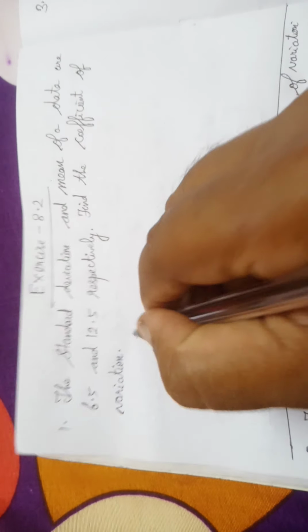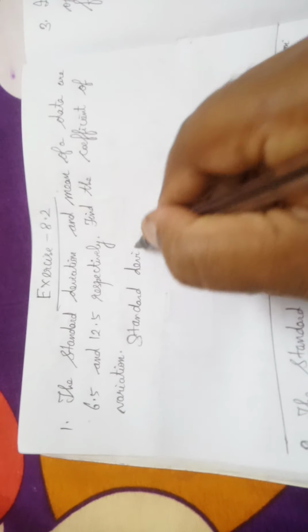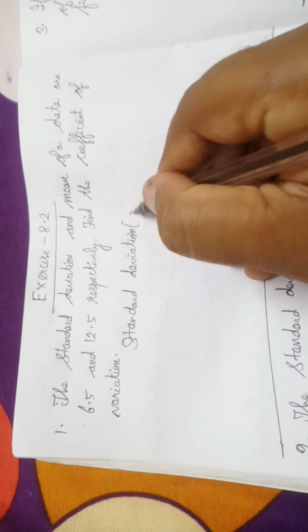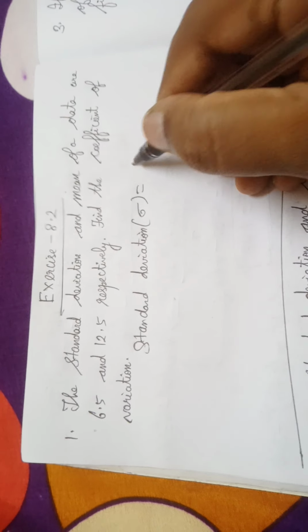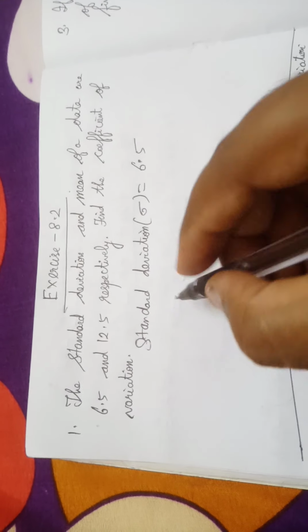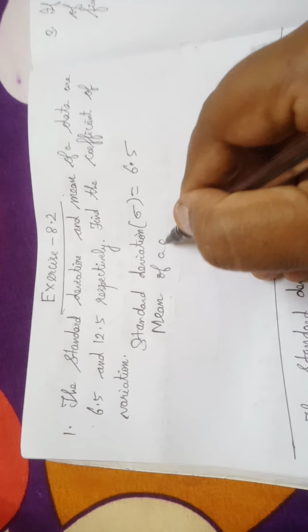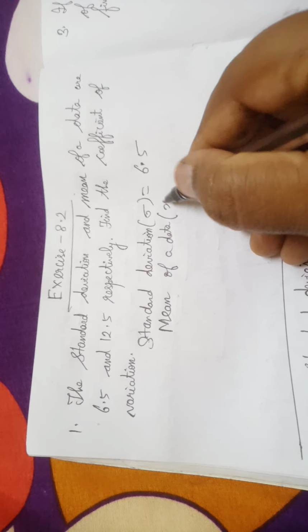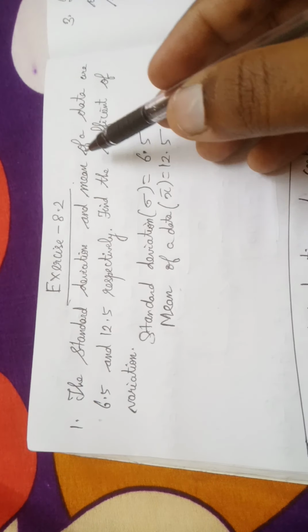So now, standard deviation. This is the symbol. So standard deviation is what? 6.5. Now next one is mean. Mean of your data is how much? 12.5. So now we need to find the coefficient of variation.